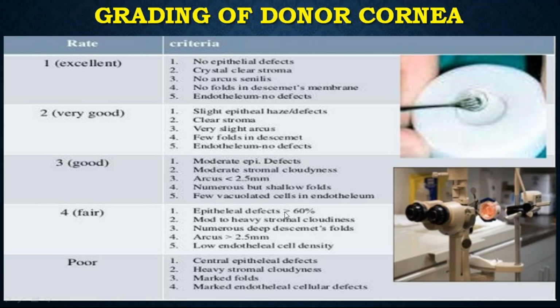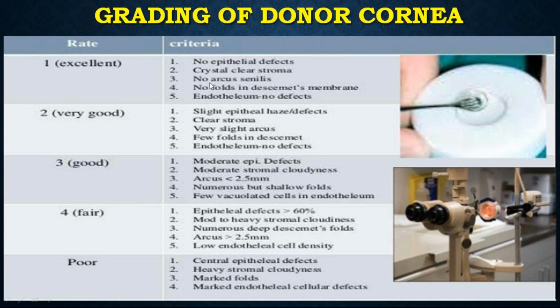Fair means epithelial defects more than 60%, moderate to heavy stromal cloudiness, numerous deep Descemet's folds, arcus analis of more than 2.5 mm, low endothelial cell density. Poor means central epithelial defects, heavy stromal cloudiness, marked folds, marked endothelial cellular defects. This is the grading of the donor cornea.